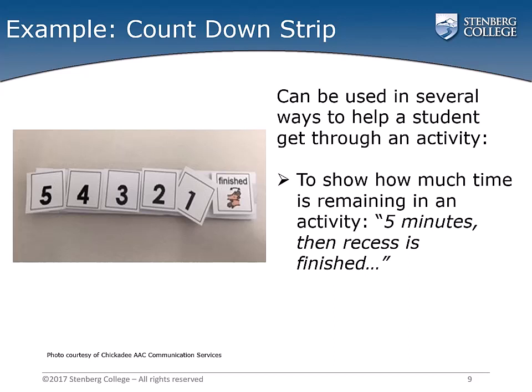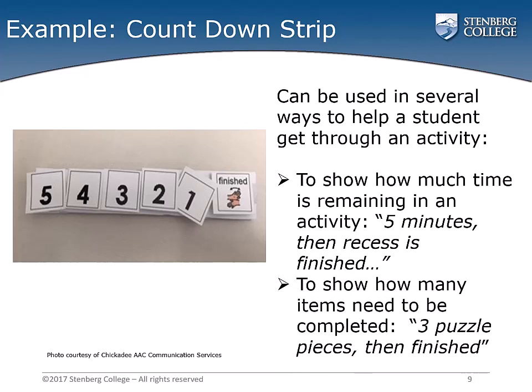A second way to use this visual is to count down the number of tasks or items that need to be completed. So, for instance, when doing math, you can show your student that they have to complete 5 questions, or if doing a puzzle, that they have to put in 3 more pieces before they are finished. Again, it shows them when an activity will end, but it's also useful in helping students to focus and persevere on an activity, and it helps you to maintain instructional control.